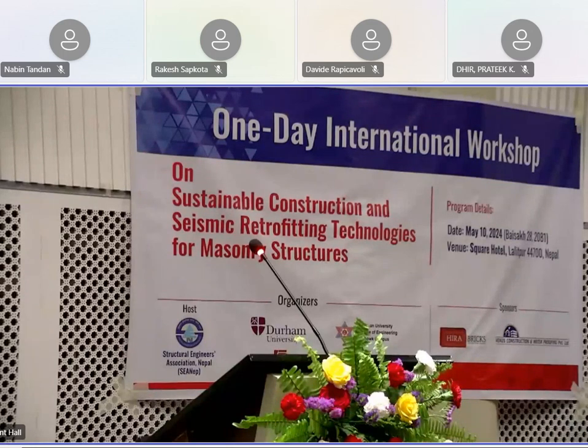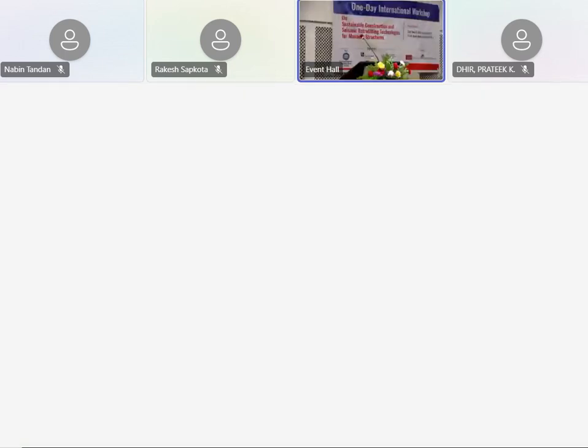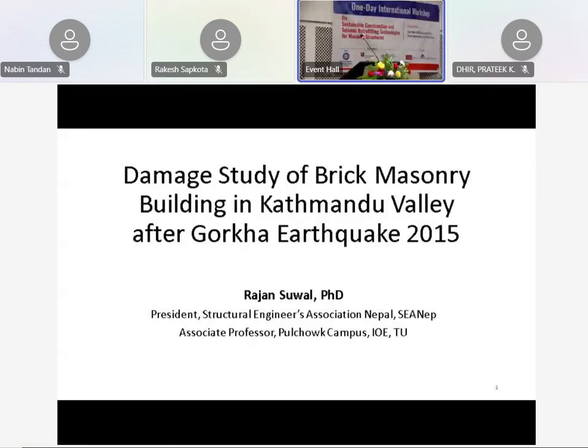Damage study of brick masonry buildings in the Gorkha earthquake 2015. Actually, we can study two or three methods. One is analytical, which has been studied since long back. That is one method. And another method is what happened in the earthquake.